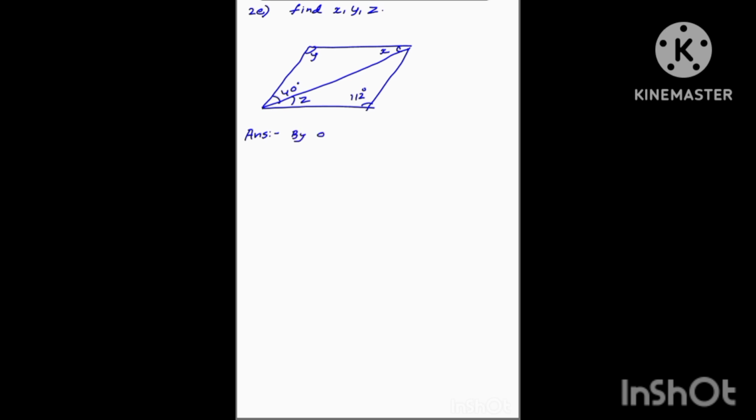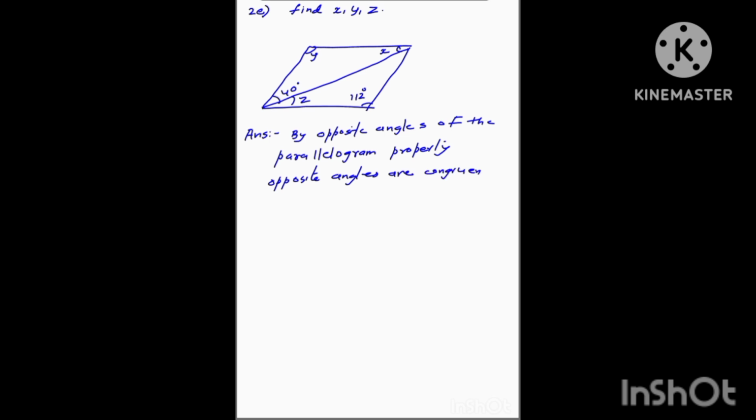We are supposed to use the angle properties of the parallelogram here. There are two of them, and we are using the proper one, that the opposite angles of a parallelogram are congruent. As we are dealing with opposite angles, read the comment I am writing there: opposite angles are congruent. That means y is opposite 112. Yes, this is opposite. That means y equals 112.